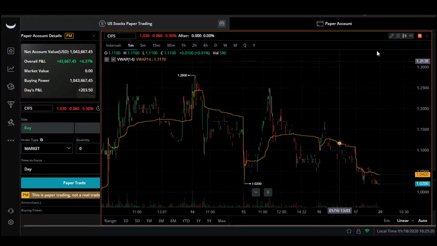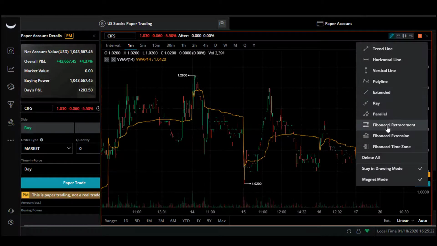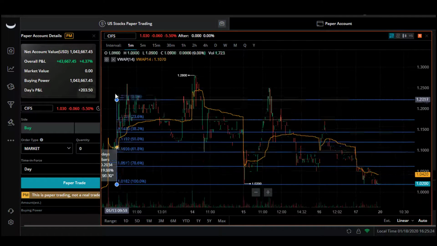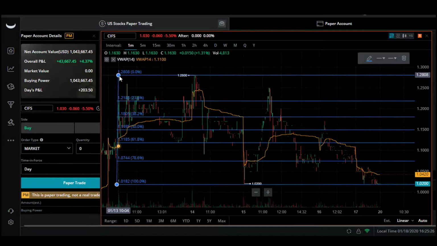Even on a stock that looks like this, if you draw it from the bottom all the way to the top, you can see that these candlesticks are forming right around where the fib lines are. And that's why I use a Fibonacci retracement to tell me when to get in and get out of a stock.